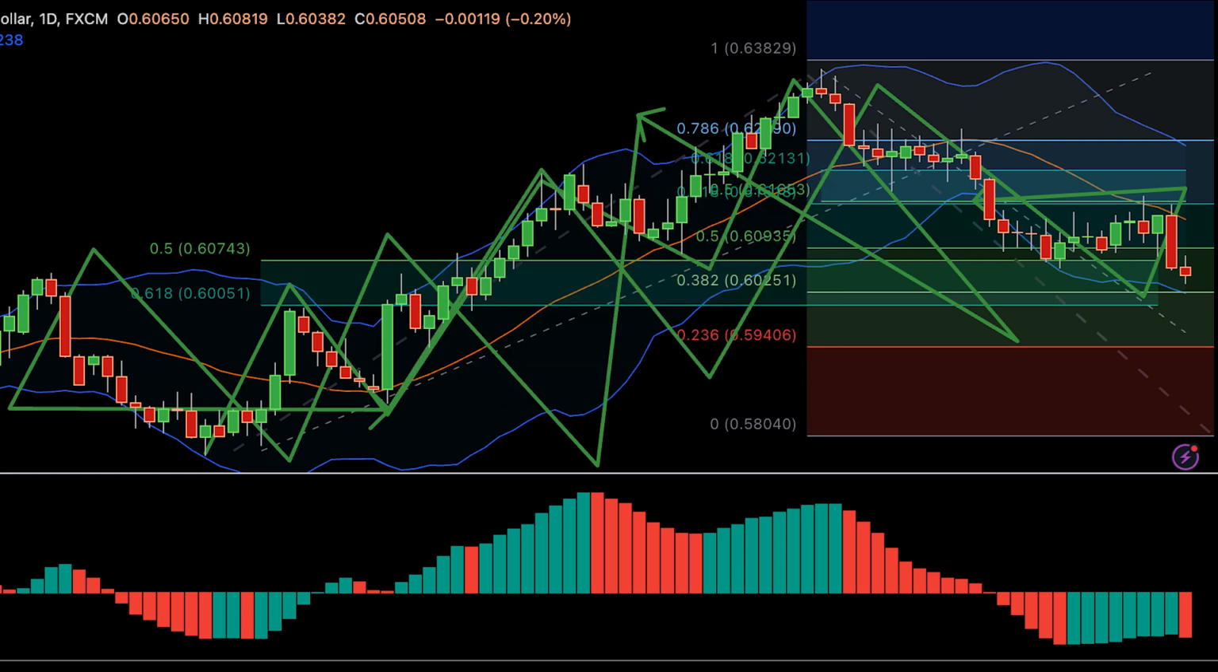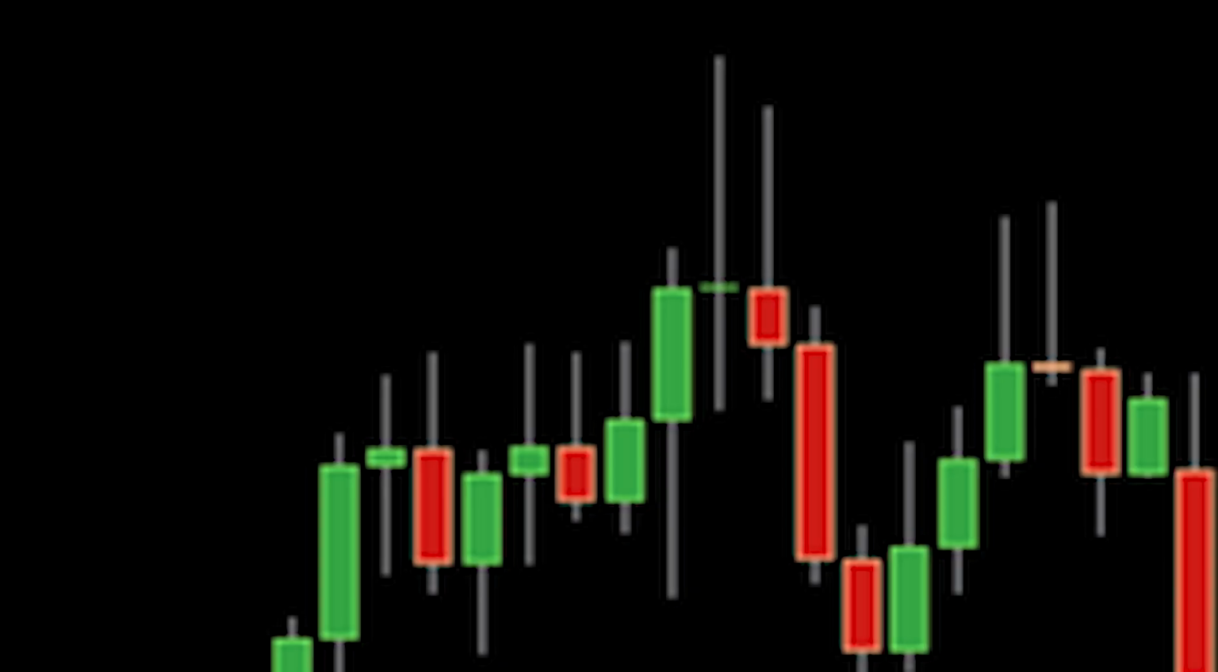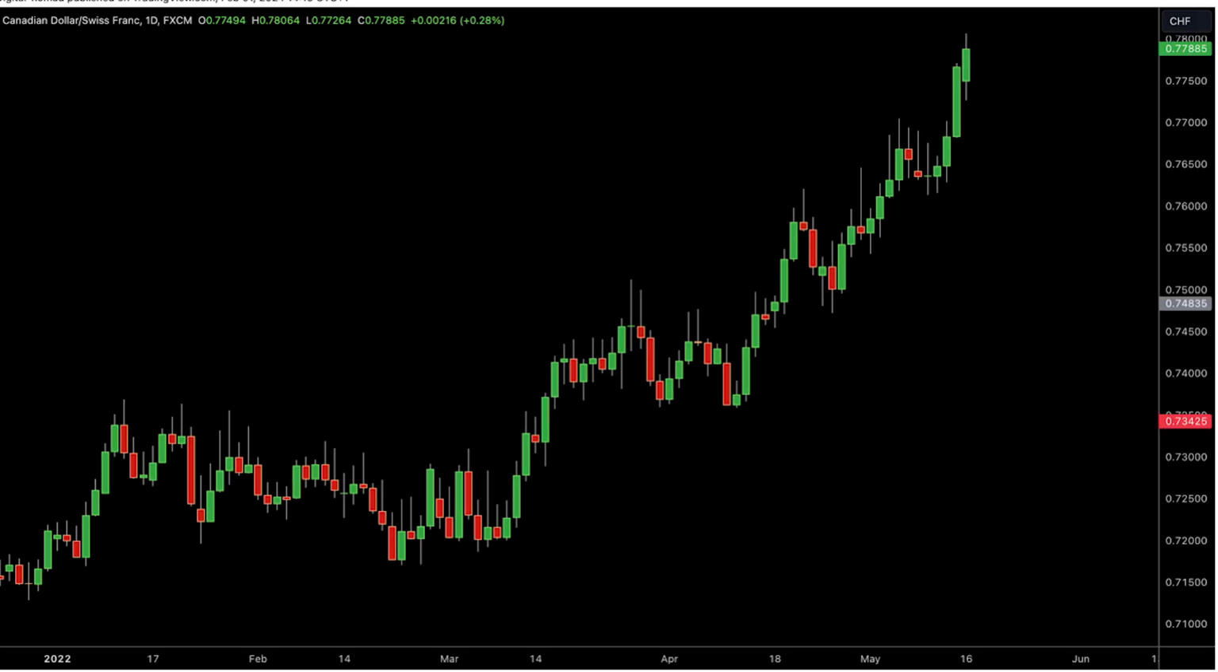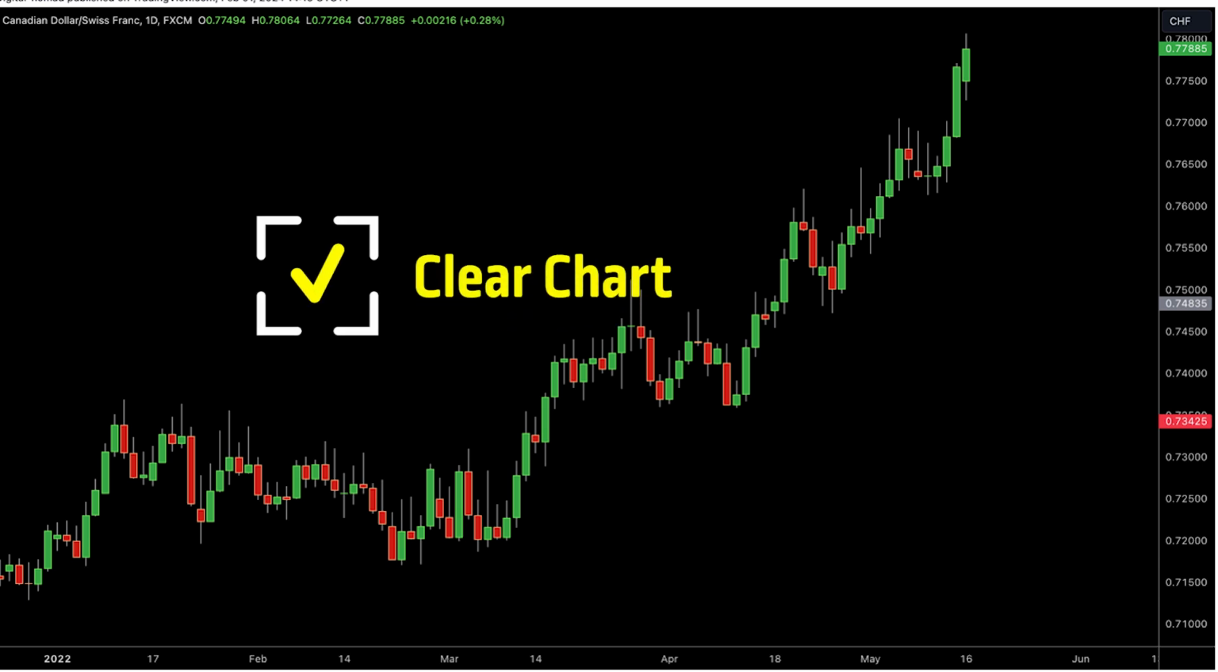Now, imagine I ask you which chart you'd prefer to analyze. This one with all the mess or this clean one? You'd probably pick the neat chart, right? It's way clearer without all the confusing stuff. Removing those extra indicators makes it much easier to figure out what's going on.